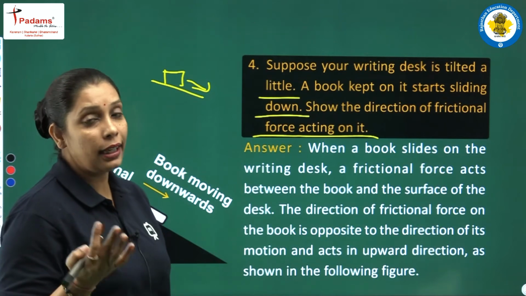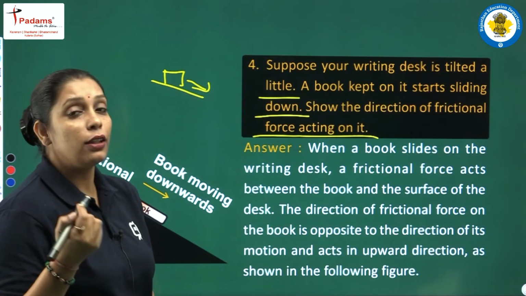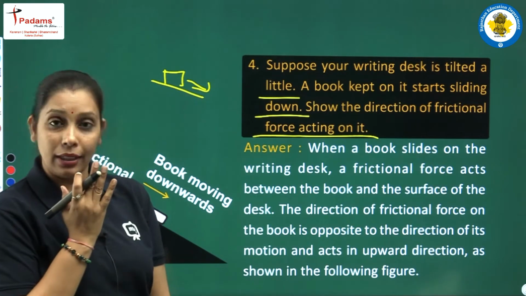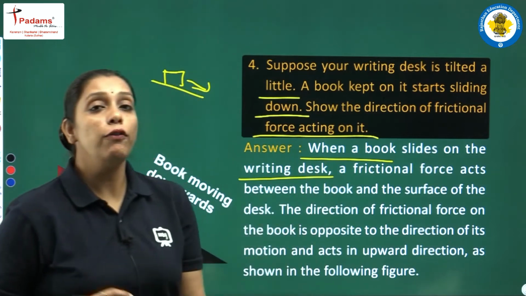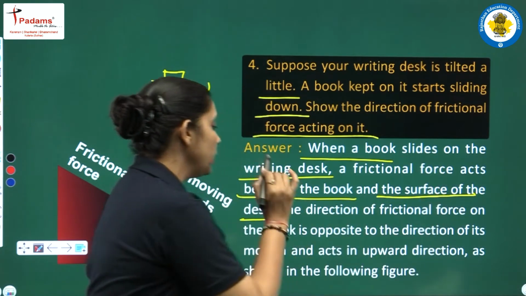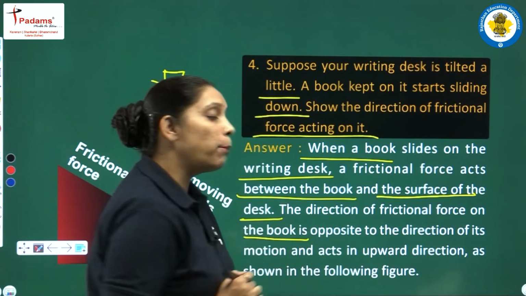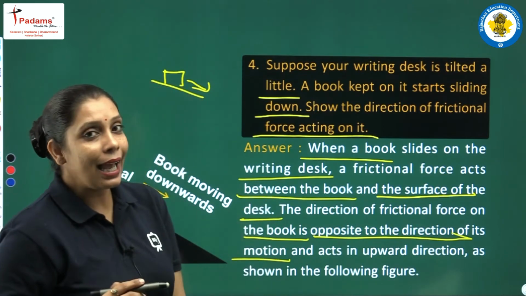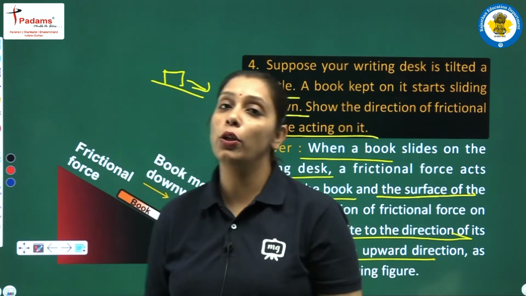Now what you are asked is, what will be the direction of the frictional force applied on it? We know that the frictional force applied will be in the upward direction, isn't it? So students, when a book slides on the writing desk, a frictional force acts between the book and the surface of the desk. The direction of the frictional force on the book is opposite to the direction of its motion, and it acts in the upward direction. It is shown in the figure. Have a look here, student.